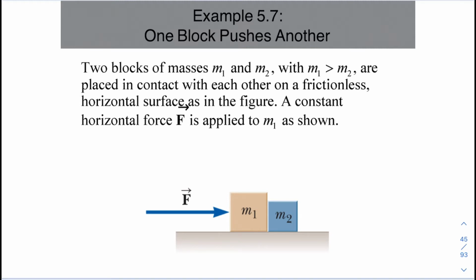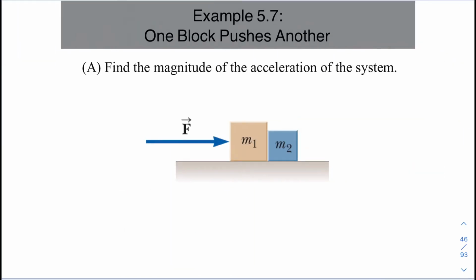Now we are on example 5.7, where we have one block pushing another. Two blocks of masses M1 and M2, with M1 bigger than M2, are placed in contact with each other on a frictionless horizontal surface as in the figure. A constant horizontal force F is applied to M1 as shown. Part A: find the magnitude of the acceleration of the system.